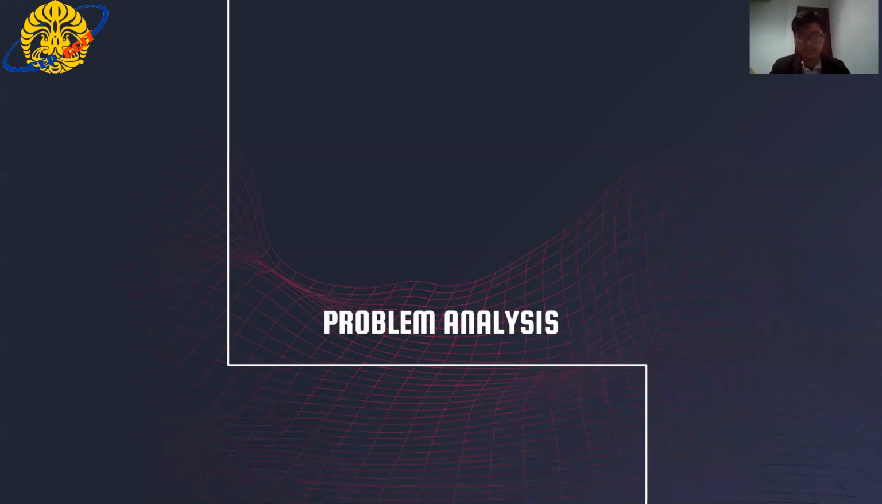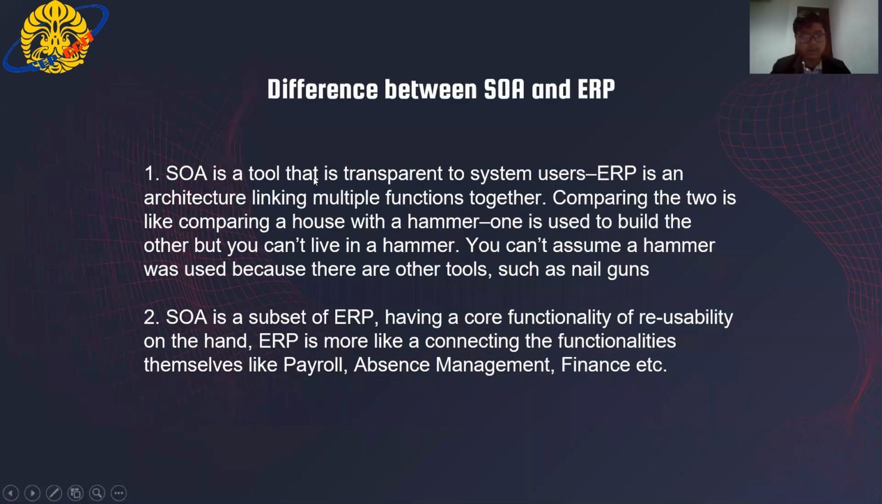Problem analysis. Difference between SOA and ERP. SOA is a tool that is transparent to system users. ERP is an architecture linking multiple functions together. Comparing the two is like comparing a house with a hammer.